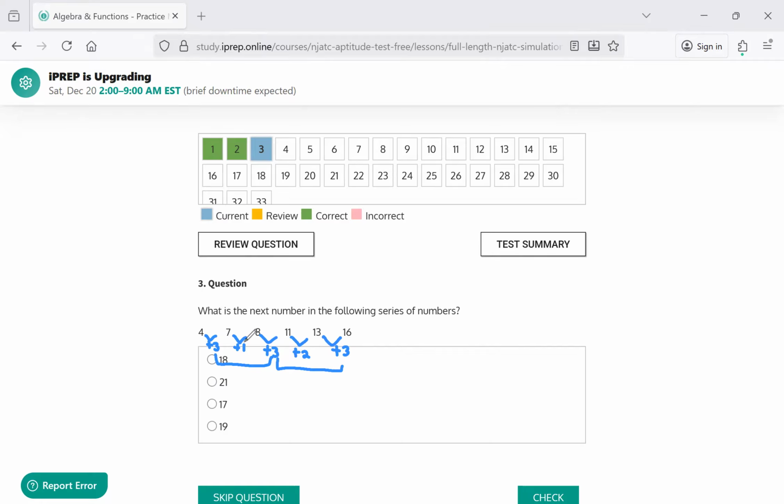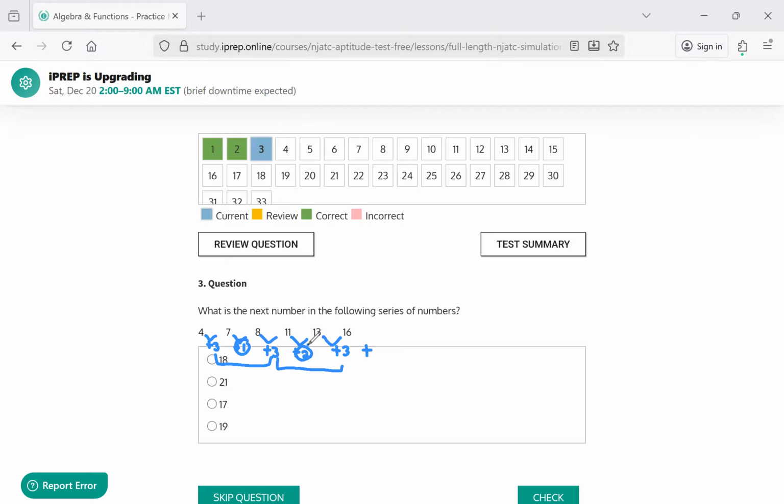Now, if you look at the number in between, it's a 1 and a 2. So, what's happening? It looks like every other number you're adding 3, and then after that you're adding 1. So we went from 3 to 3. So it's not going to be 3 because it's every other number.